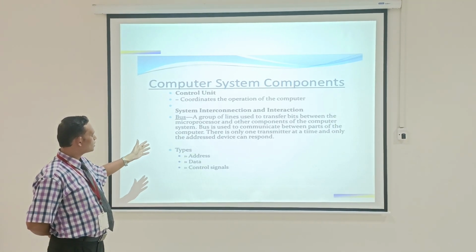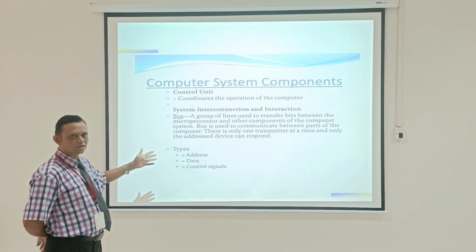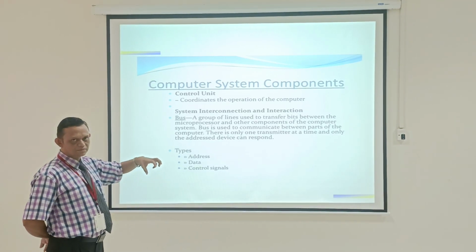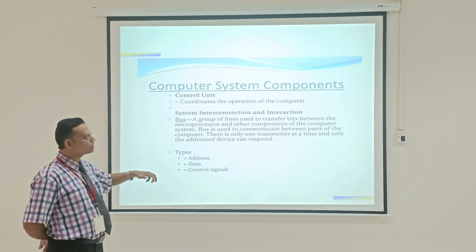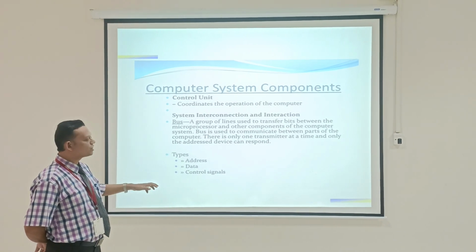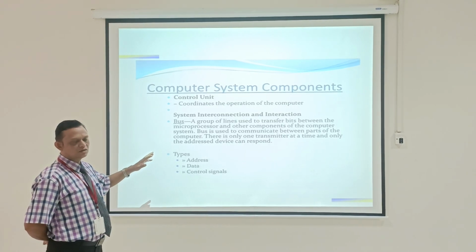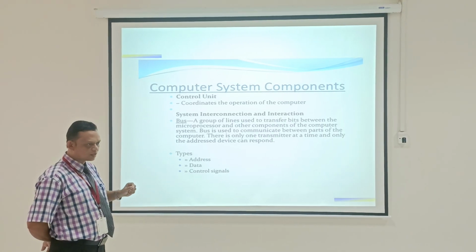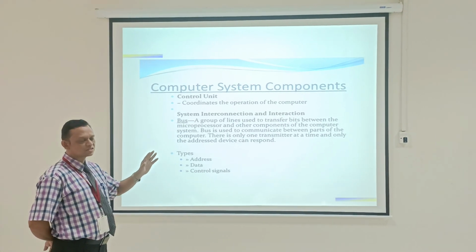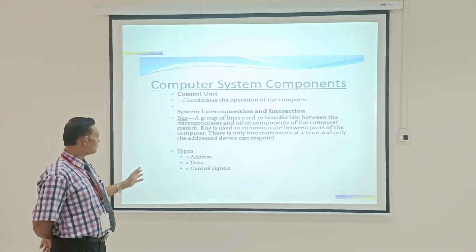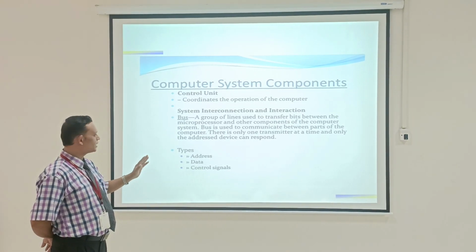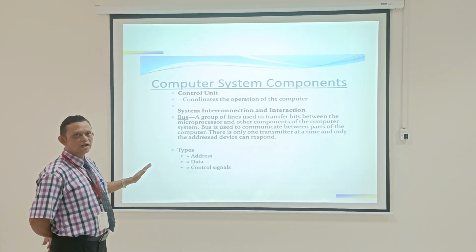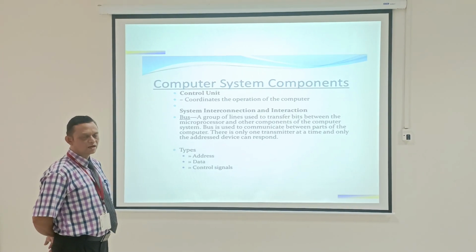The next part is the control unit. That is built into the motherboard. On the motherboard itself we place the processor. Apart from the processor, there will be other controlling circuits, called the control unit. With the help of that only, the processor is controlled. The next one is system interconnection and interaction. That is done by means of connecting wires, which we generally call a bus. The bus types carry the address, data, and control signals. With the help of these only we are getting, processing, and outputting the data.